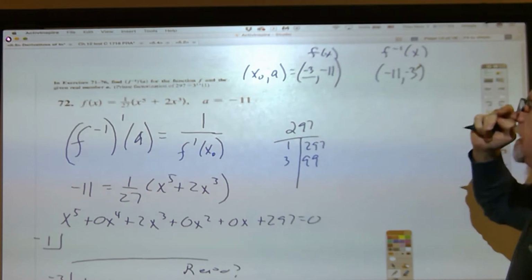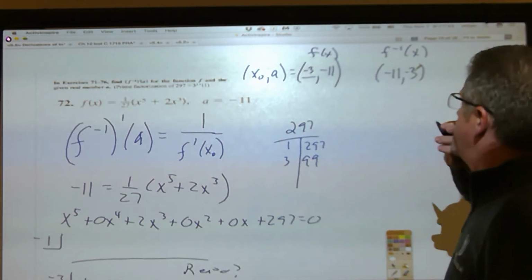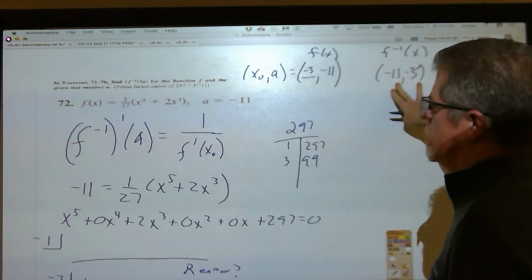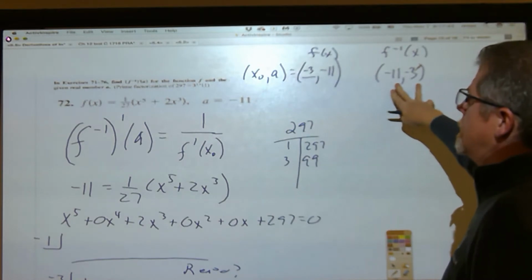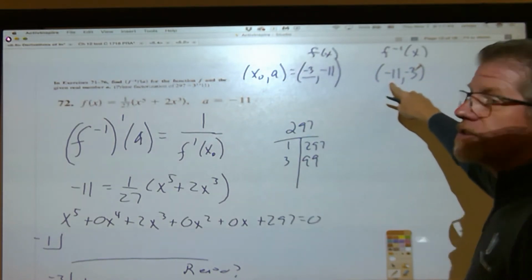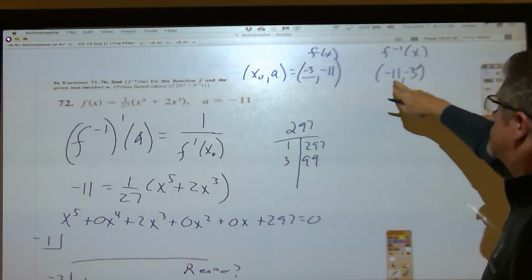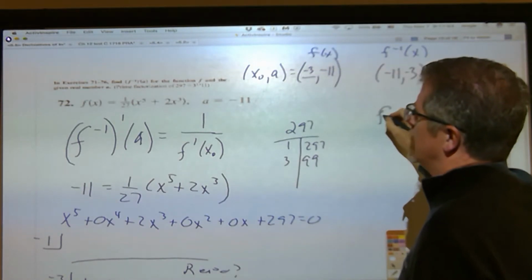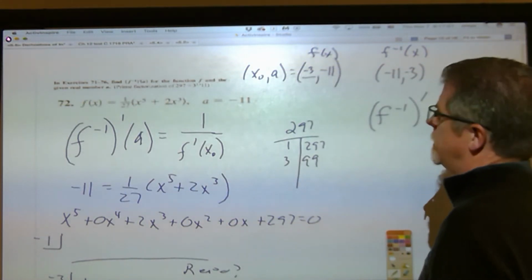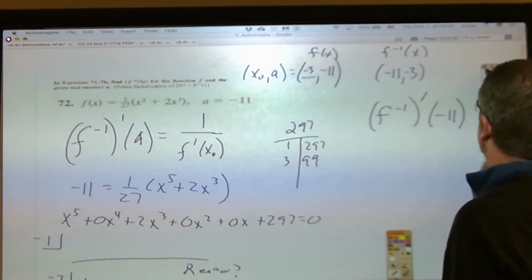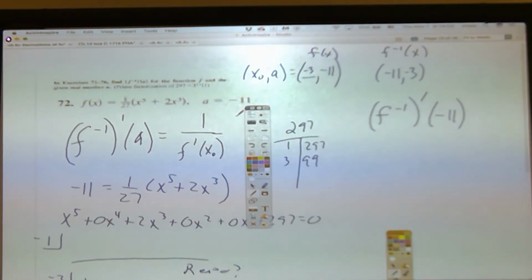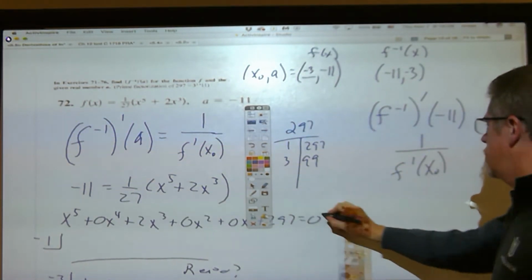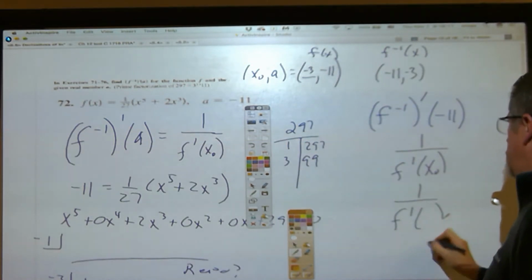What are they asking for? They're asking for the slope of the tangent line on the inverse function at negative 11. So when x is negative 11, essentially, that is the input, they are asking for f inverse prime at negative 11. That's the question. We have a formula for that. The formula is 1 over f prime of x0, which means we have to take 1 over f prime of what number?